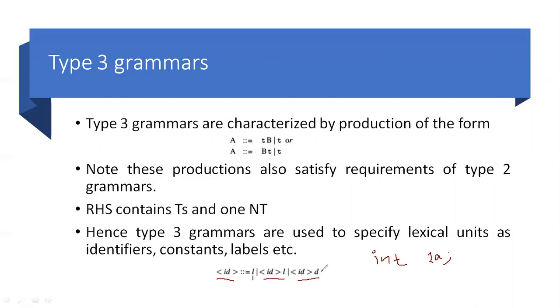That means ID can be like this, A. Int AA is possible. Int A is also possible. And at last, int A1 is also possible. So all types of possibilities are covered using this type of grammar. Got it? But this is called type 3 grammar. I repeat, ID equal to L or IDL or IDD. This indicates that this grammar will give any number of identifiers that you can tell me.